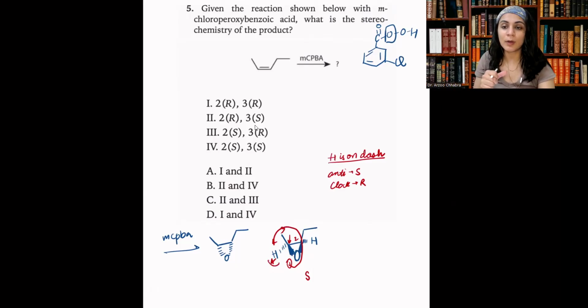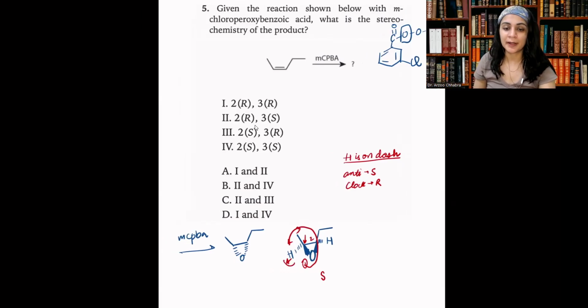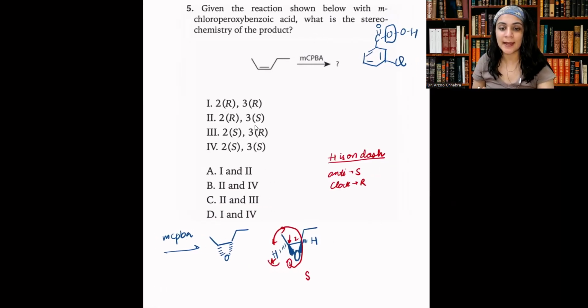Then clockwise is S and anti-clockwise is actually R, right? And I'm pretty sure you know this already. If you're not, please go back and review your rules if I just rushed through them really fast. Okay, so then we got that this is S, okay?